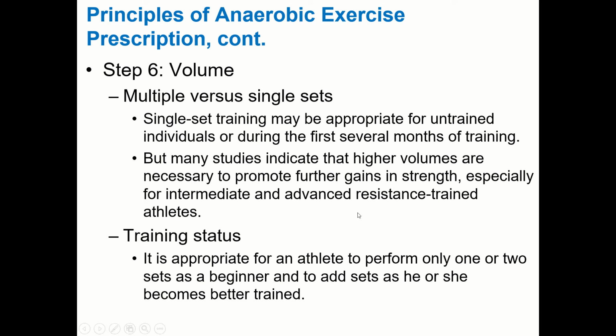And then related training status, even if you have an experienced athlete but they haven't been training for a little while, they're going to be pretty sore after 1, maybe 2 sets, and then we're going to increase the volume in terms of the number of sets after that.